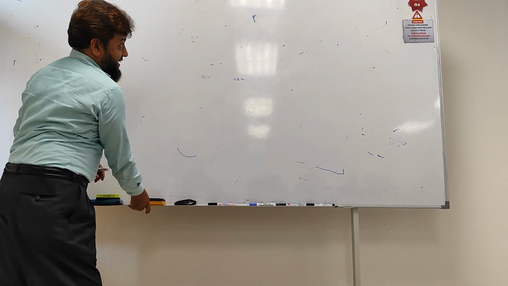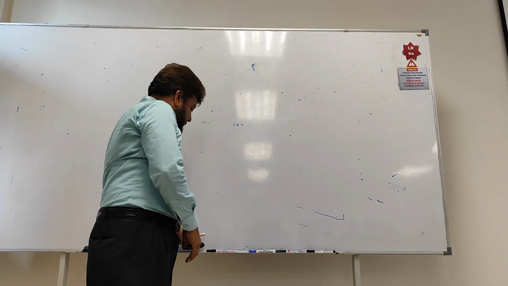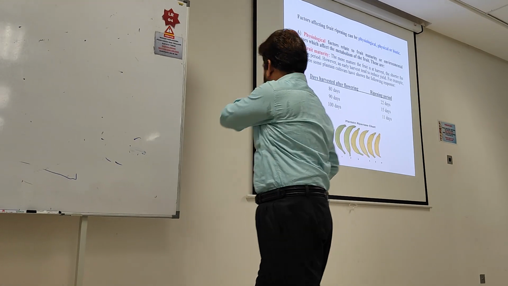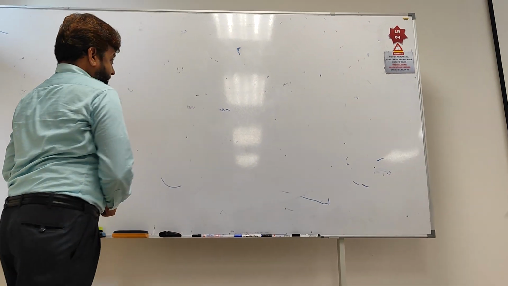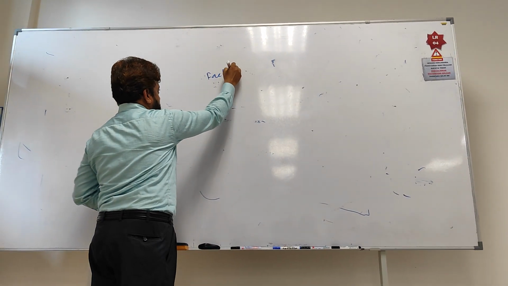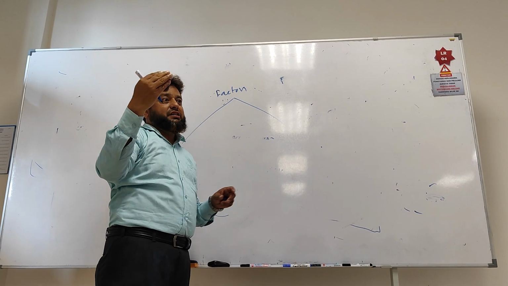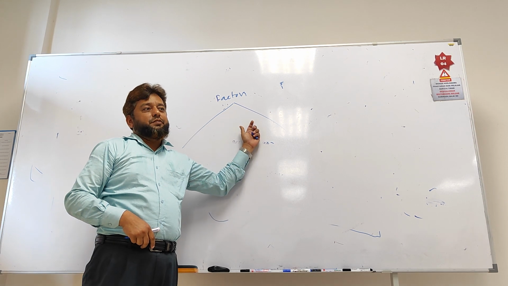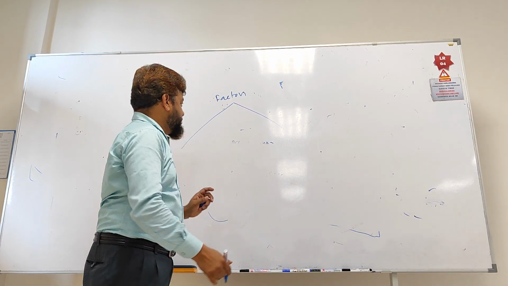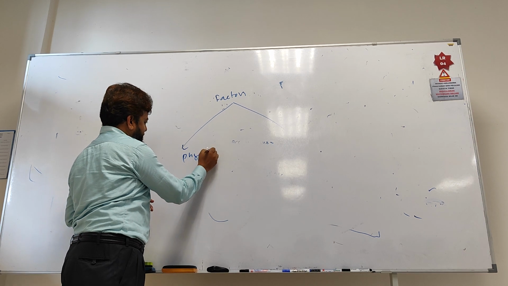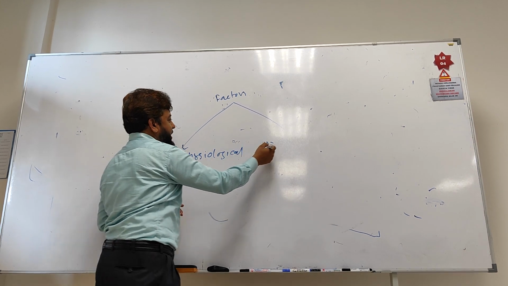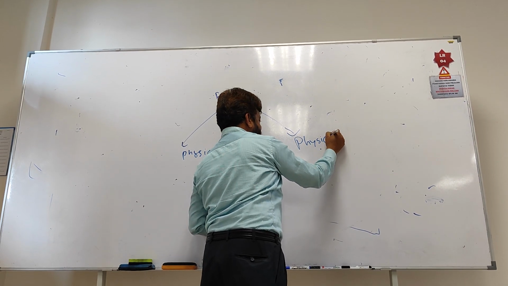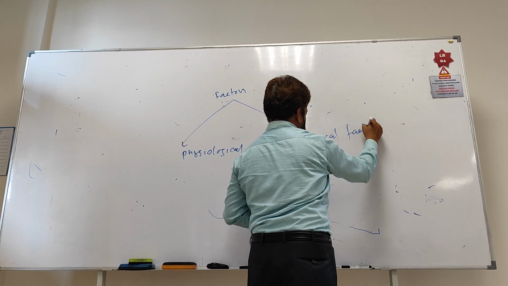Okay, so here we can see the factors affecting fruit ripening. All these factors can be divided into two groups. Some of these factors just affect the fruit ripening. So we can divide them into two groups: number one, physiological factors, and number two, physical factors.